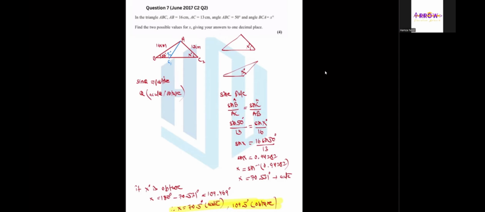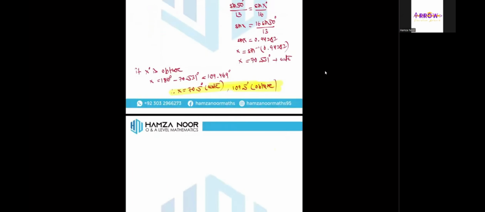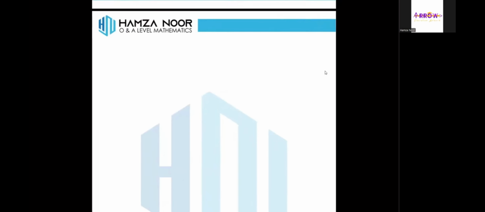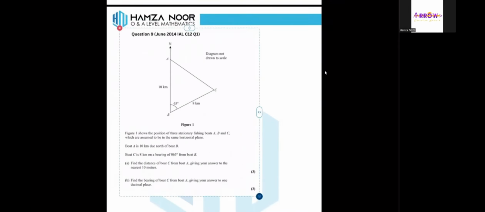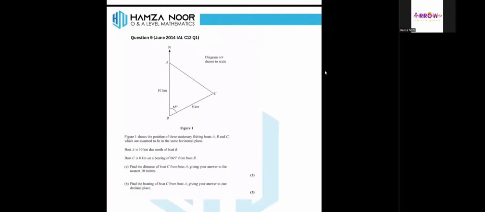Moving on to the next question, question number 9 of the handout. This is June 2014, C12 question number 1. C12 is basically the old specification paper in which the content of P1 and P2, meaning the content of C1 and C2, was combined, and now this specific subtopic is completely tested in P1. So these questions are also good for practice.